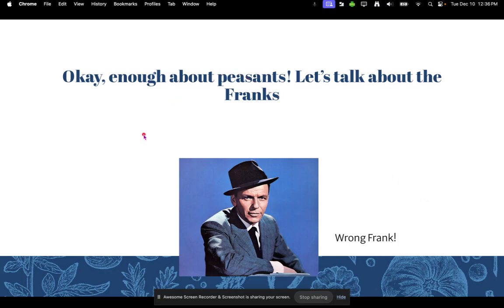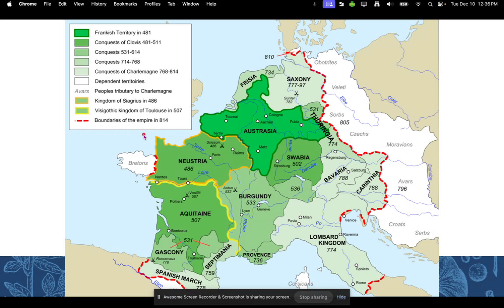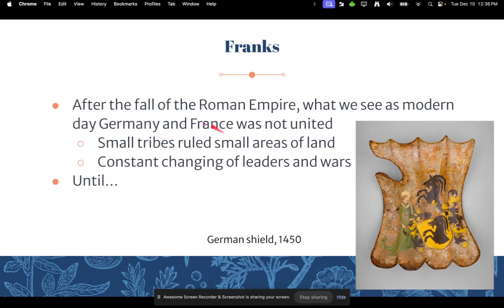All right, so enough about peasants. Let's talk about the Franks. So we will talk about the Franks for the next few slides. So we're going to start off with the Frankish territory, which is going to be kind of in this green area right here. Okay, so that's kind of their original territory.